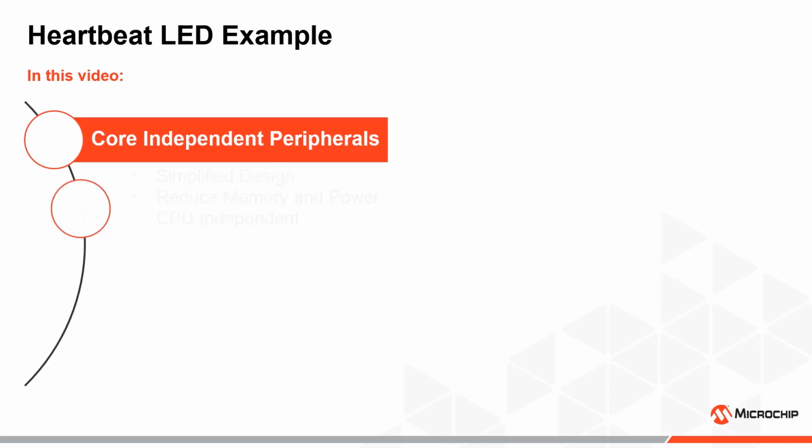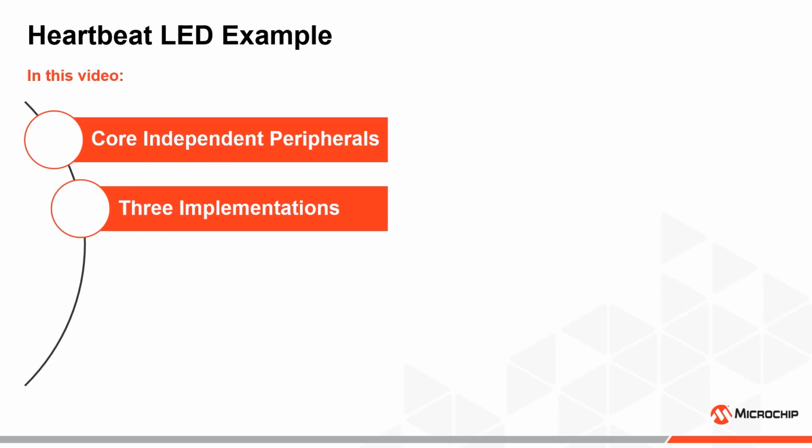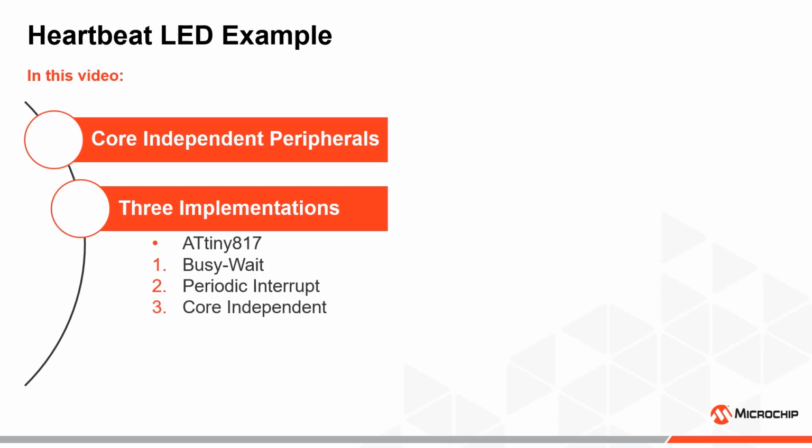We'll go through and compare 3 different implementations of a heartbeat LED example to illustrate the possible benefits of utilizing the core independent functionality of the ATtiny817. The first implementation is a simple busy wait solution. The second is a more traditional approach using periodic interrupts, while the third is the core independent solution.